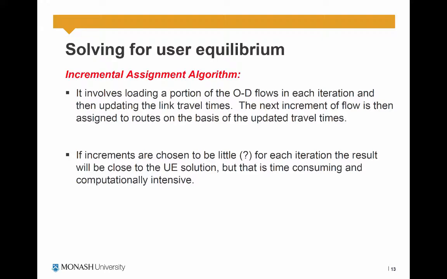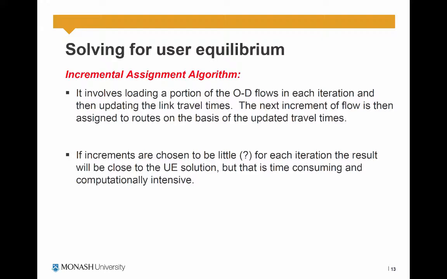Then we update the travel times on the links based on the new volumes. And then we assign the next 2 travelers. We update the travel times. In the next iteration, we assign the next 2 travelers. So incrementally, we assign all the demand to all the paths in the network.